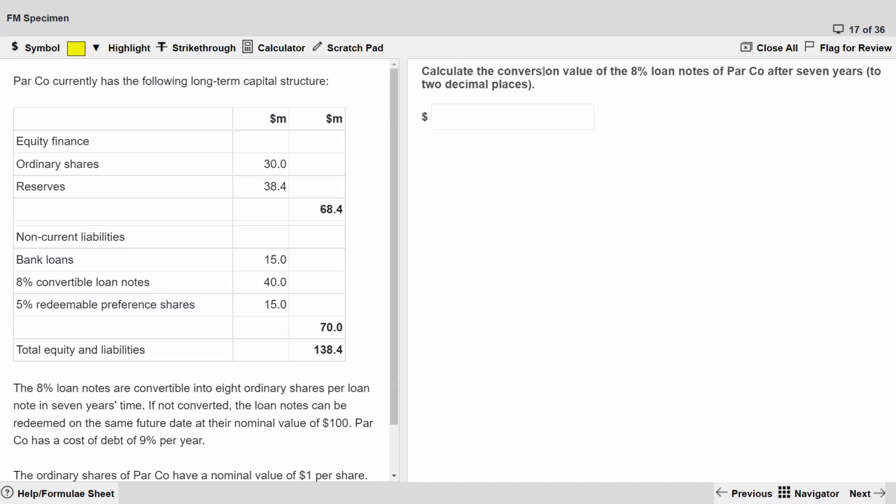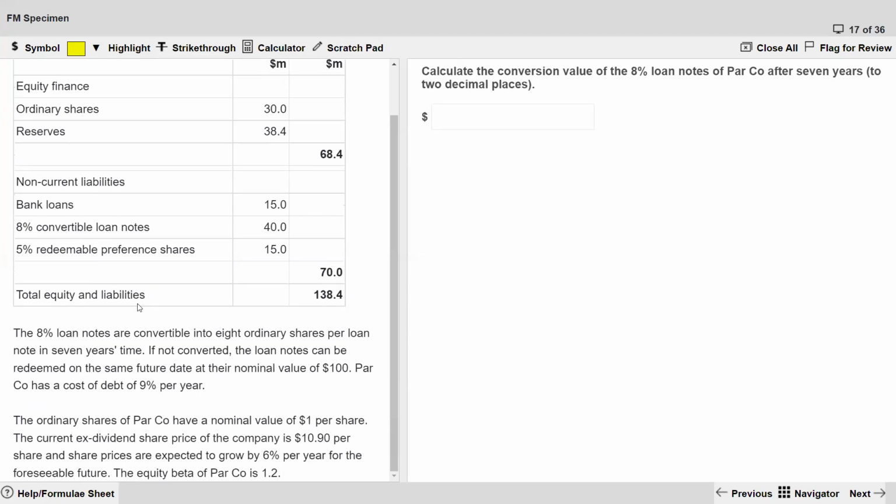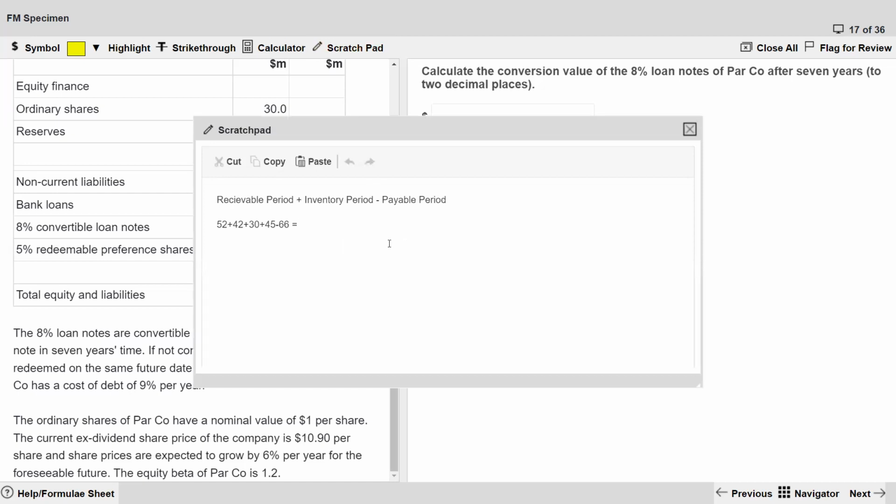Then it says calculate the conversion value of the 8% loan notes of par after 7 years to 2 decimal places. So how would you calculate the conversion value? It says the 8% loan notes are convertible into 8 ordinary shares per loan note in 7 years time. If not converted, the loan note can be redeemed on the same future date. Ordinary shares have a value of this. Current ex-dividend share price of the company is 10.9. Now, how exactly are you going to calculate the conversion value?